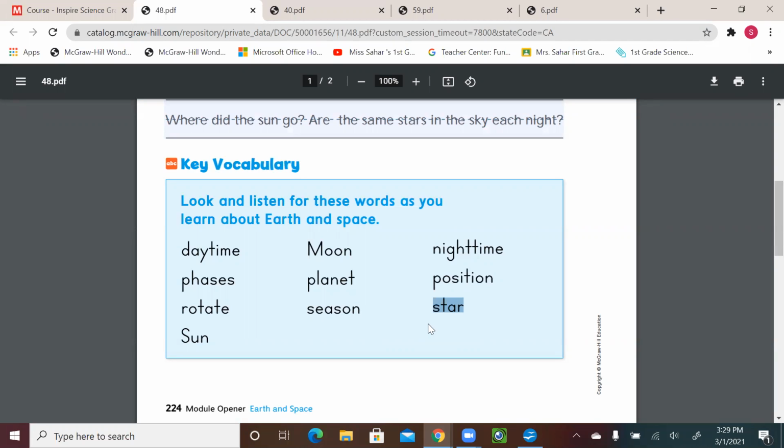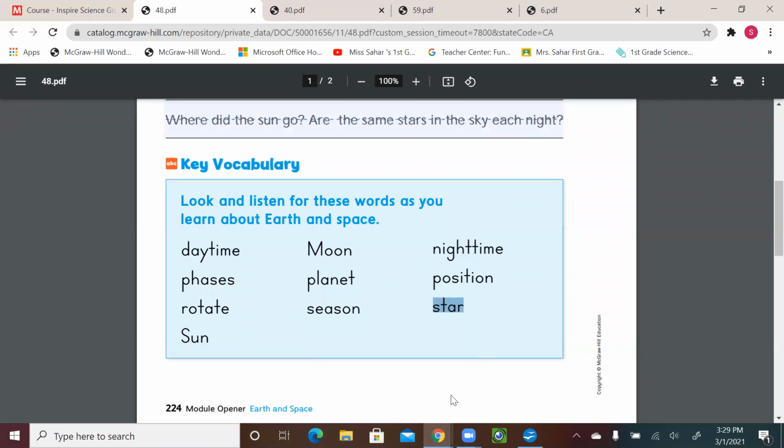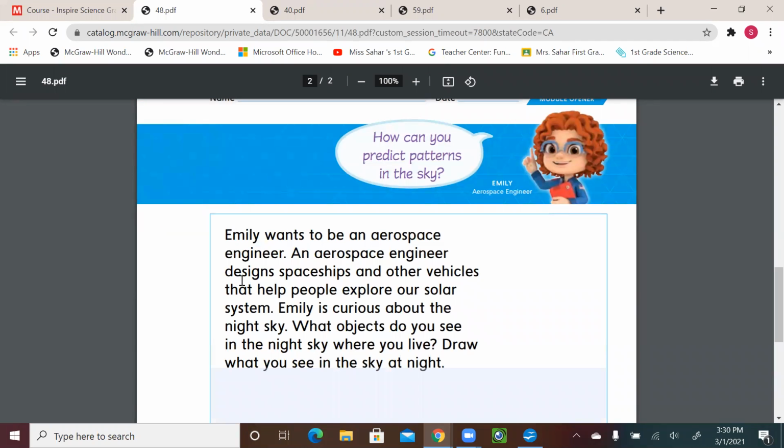But we can say, for example, that in that picture we just saw, you saw the night sky, or we can say that it's different than the day sky, it's dark. We can also say that the sun is not there. You can say that you see the moon and we see the stars. All right, let's see next page, page 225.